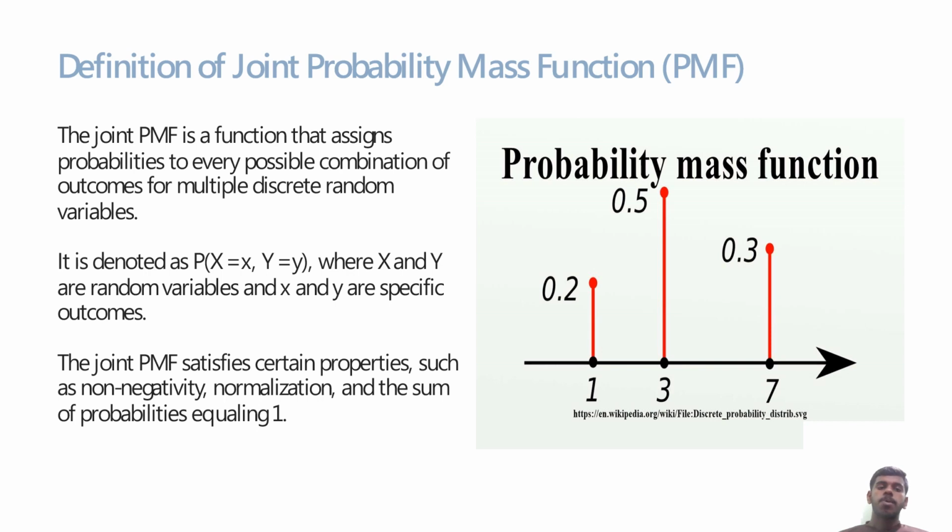Next, definition of joint probability mass function. The joint probability mass function is a function that assigns probabilities to every possible combination of outcomes for multiple discrete random variables. It is denoted as P(X = x, Y = y), where X and Y are random variables and x and y are specific outcomes. The joint probability mass function satisfies certain properties such as non-negativity, normalization, and the sum of probabilities equaling 1.